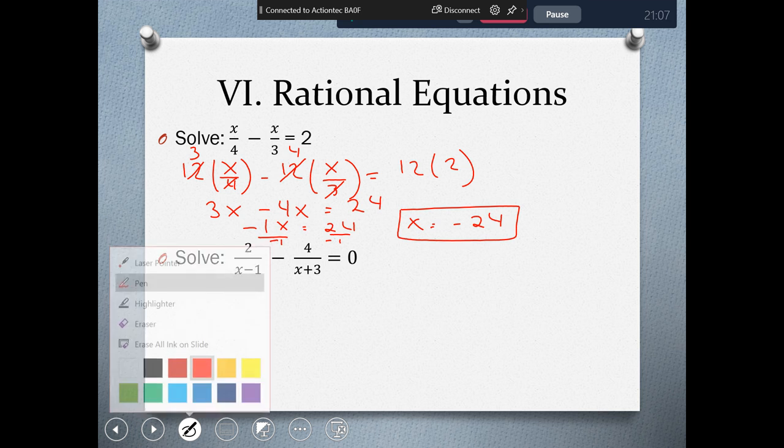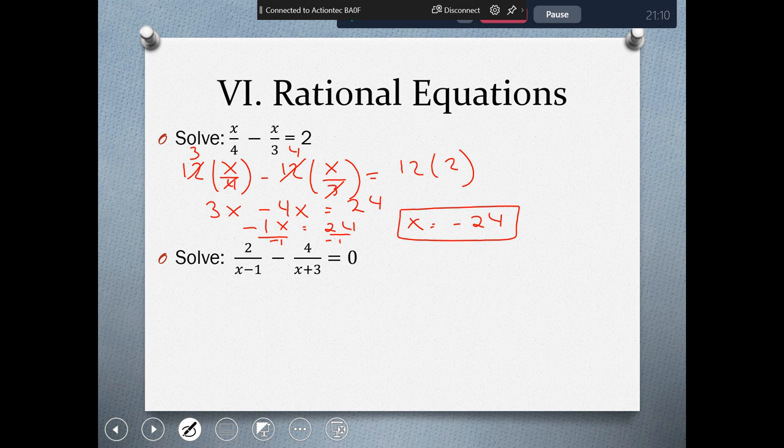Okay, for this next one here, I have 2 ratios set equal to 0. In order for me to solve this one, I need to move 1 over to the other side so I can create proportions. So I'm going to add 4 over x plus 3 to both sides. So these cancel out, and I'm just left with 2 over x minus 1 equals 4 over x plus 3.